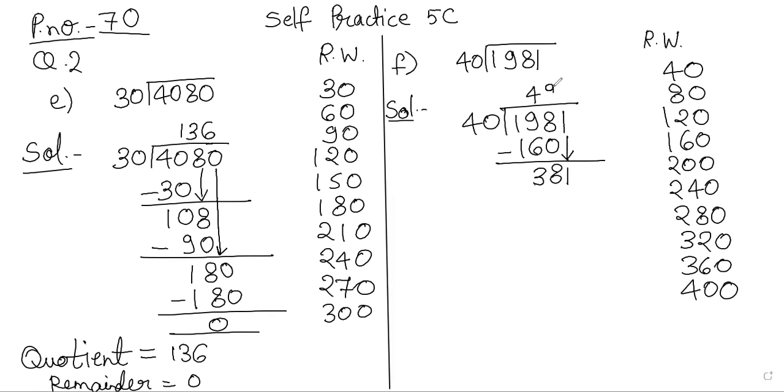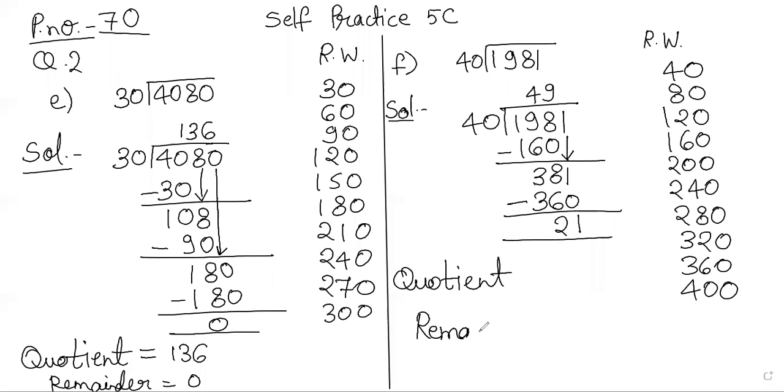Yes, I think in 9 times we can divide. 40 nines are 360. So 381 minus 360, 21 is left. Now there is no digit left in the dividend, so we cannot bring down any. And 21 is smaller than divisor, so again it is not divisible. We will stop division here and write quotient and remainder. Quotient is 49 and remainder is 21.